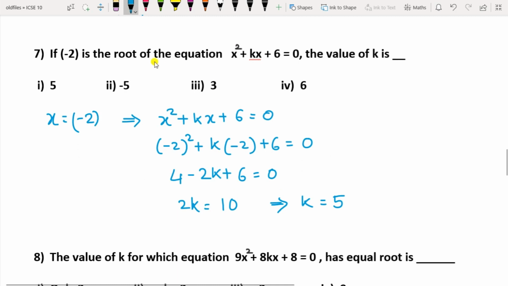If minus 2 is the root of the equation x square plus kx plus 6 equal to 0, then the value of k is? Similarly as we have solved above, substitute x equal to minus 2 in the given equation, and you get the value of k as plus 5. So this is plus 5.